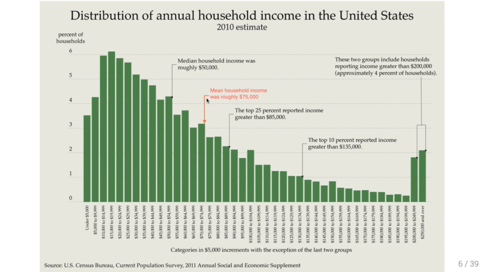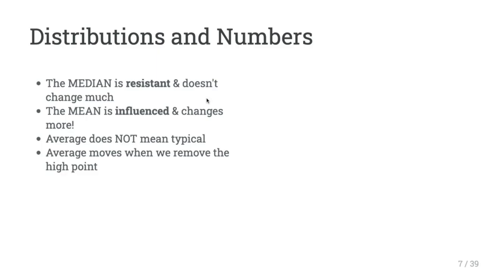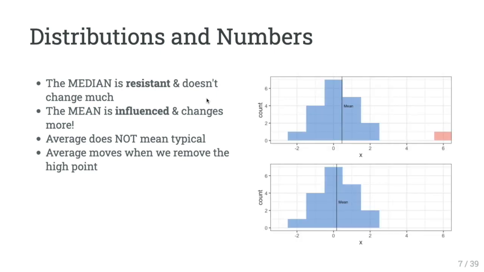In situations where it's highly skewed, generally the median is going to tell us what the center is a little bit better than the mean. The mean is still going to tell us something. It's going to tell us a balance point. But the median is going to tell us where half of people are below and half are above. So again, the median is resistant and doesn't change much. The mean is influenced and changes quite a bit more.